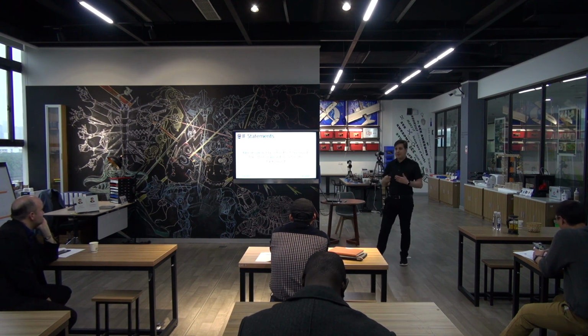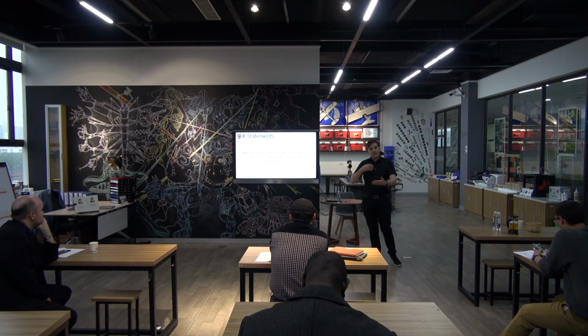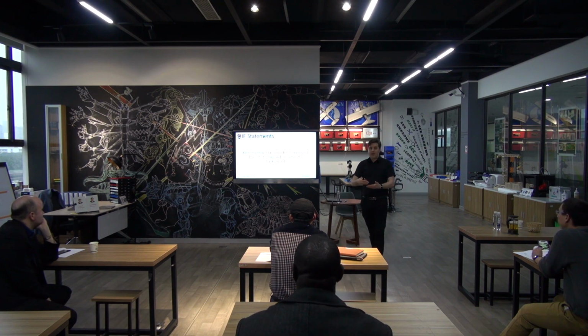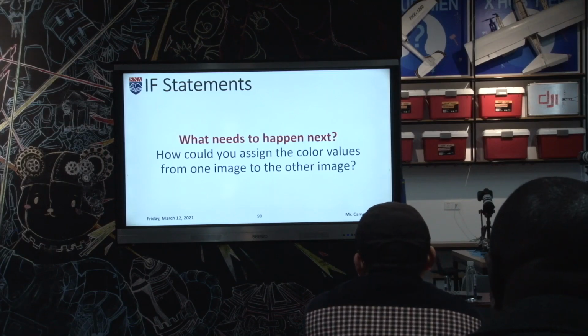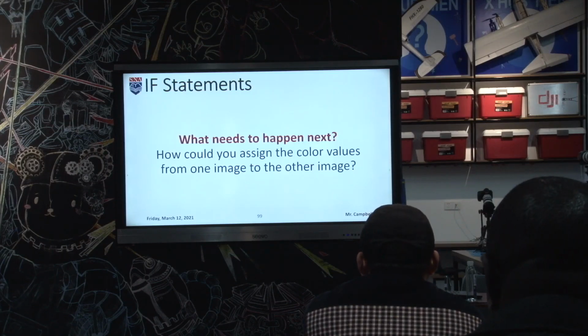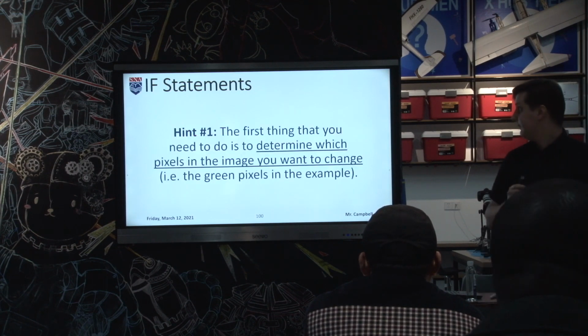And that's what's actually happening: we're not making the green transparent, we're overwriting the green with the information from the previous image. Okay? Alright, so what happens next is we need to assign color values from one image to the other image.